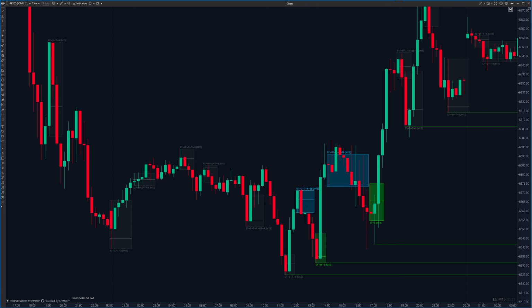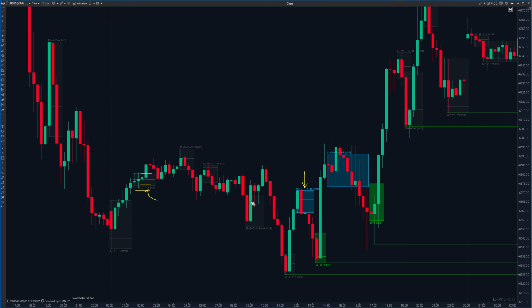Why is there sometimes a breaker block, such as here, and why is there sometimes no breaker block, such as here? You see, there was this order block, but it did not turn into a breaker block. You don't see the BB letters in the description of the order block. Why? Because you need to see the power. You need to see the power which turned an order block into a breaker block.